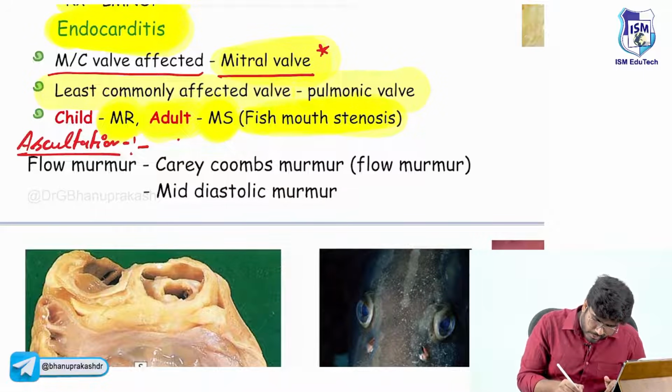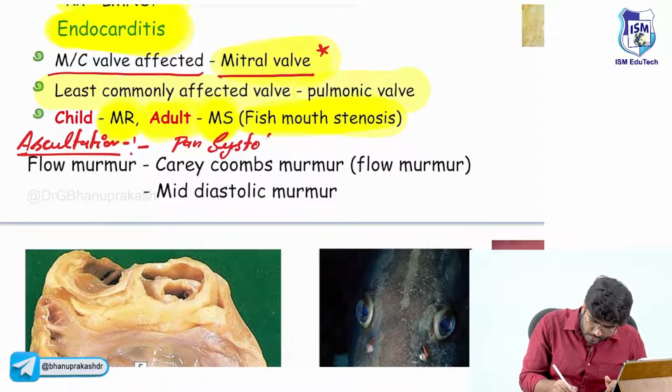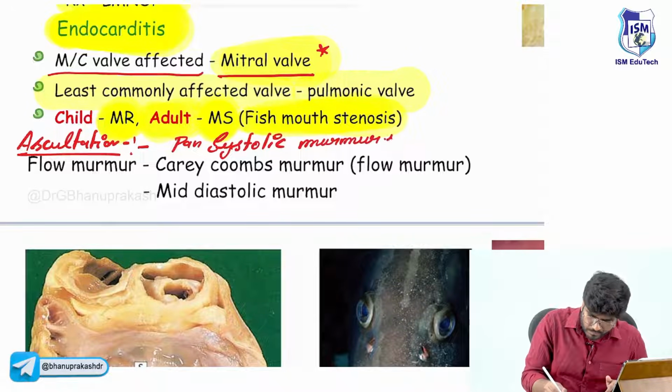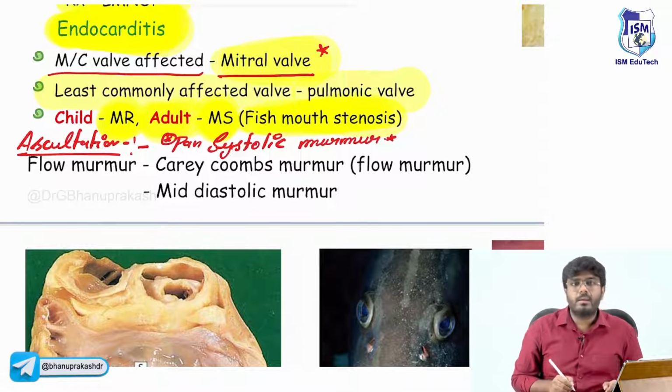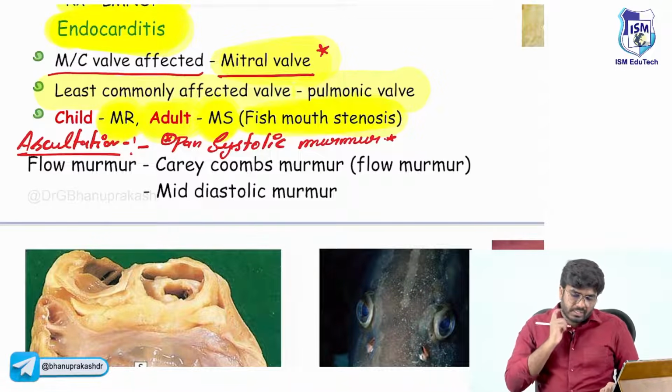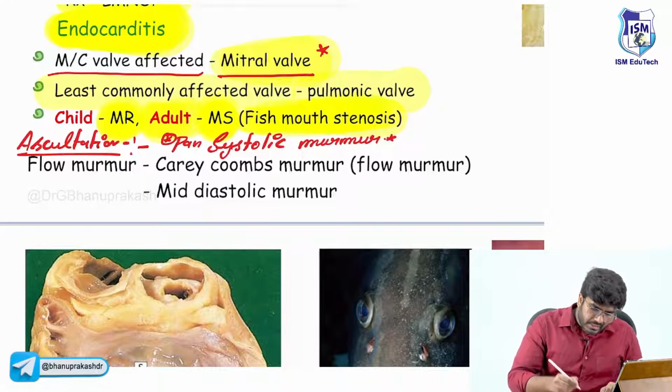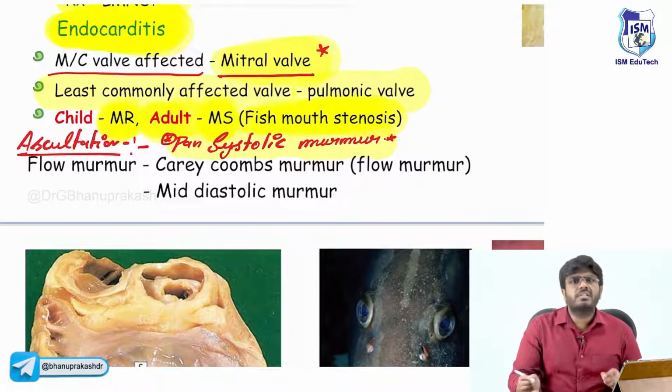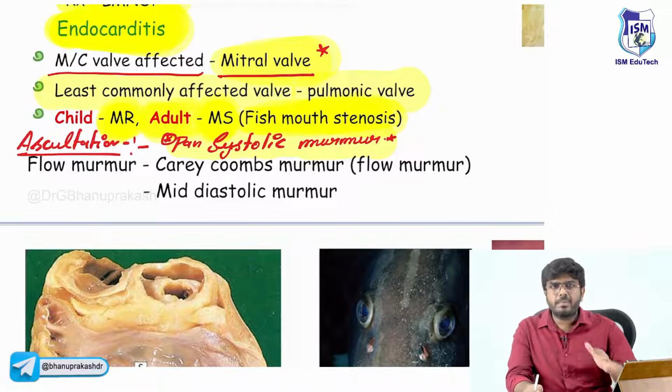Mitral regurgitation is going to cause pan-systolic murmur. Okay, there will be pan-systolic murmur, sir. That's the one thing which I want you to know. In mitral regurgitation, pan-systolic murmur is heard.